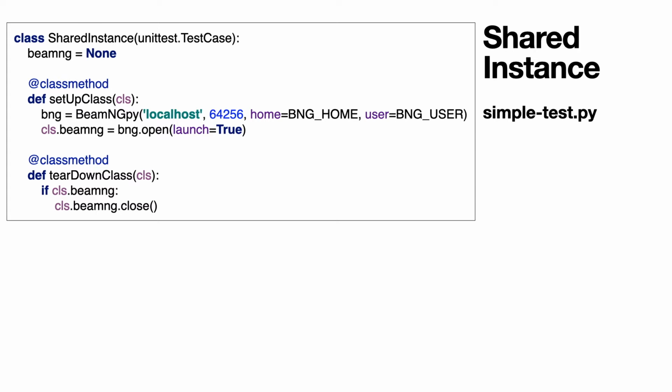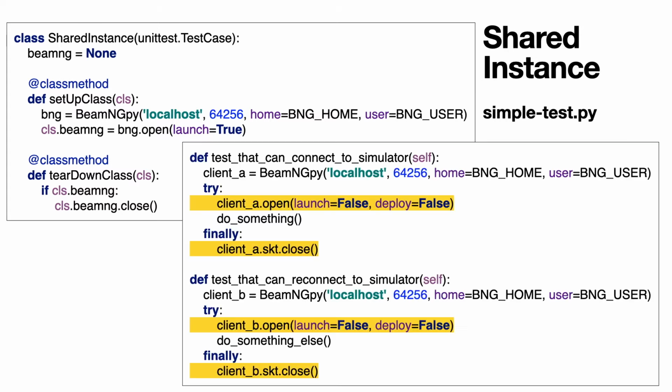Now in our test, we are still gonna need to access this instance of the simulator. What we can do is to again instantiate this BeamNG class, but instead of calling open with launch equal true, we call open with launch equal false and deploy false. And why do we do so? Because in doing so, the library knows that it needs to connect to a server listening on localhost port 64256 without the need to spawn another process.